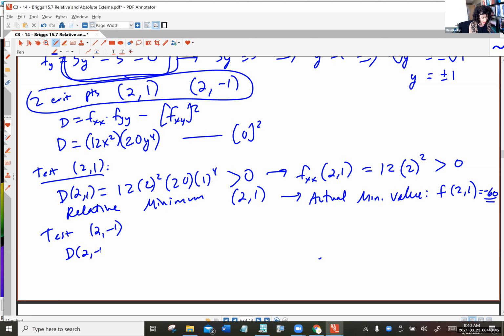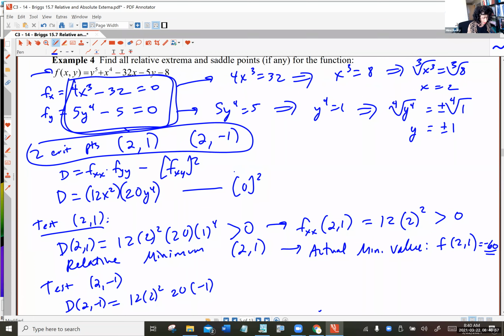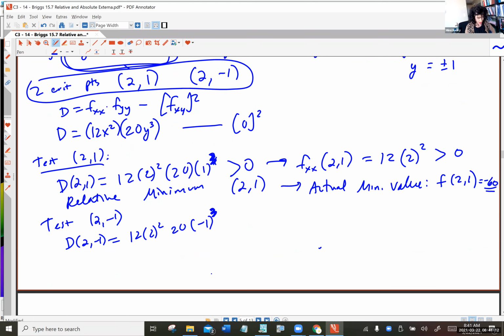So when I evaluate D at (2, -1), what happens? I think I screwed up here. This was supposed to be 20. You guys didn't even say anything. This fyy is 20y cubed. What am I doing here? That's a cubed, and that's going to make a difference here. Why? Well, -1 cubed is negative. So this whole thing looks like it's going to be some negative number.